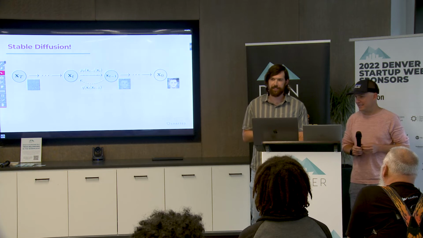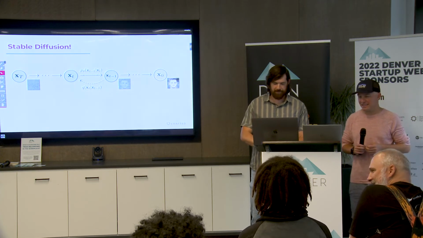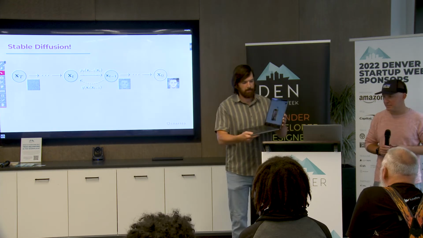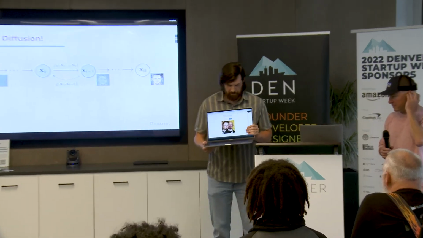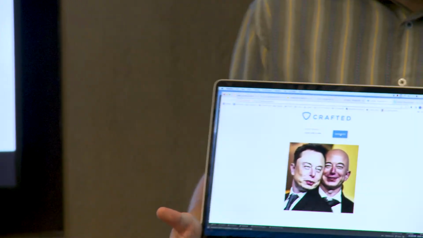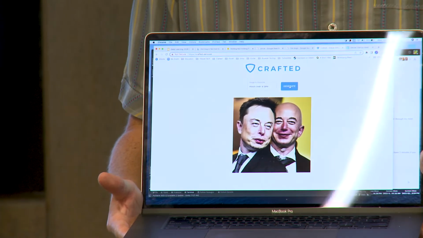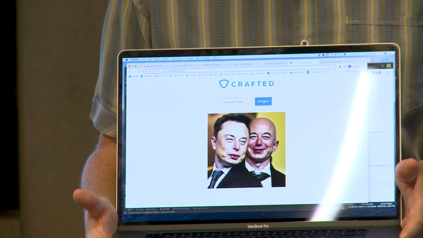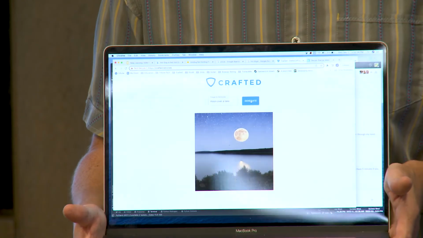All right, give me one more. A moon over a lake. So yeah, you'll all be able to hit this too. It's crafted.services. The back end doesn't have a certificate, so you're going to have to allow insecure content on it if you try to use this, but feel free to use it.